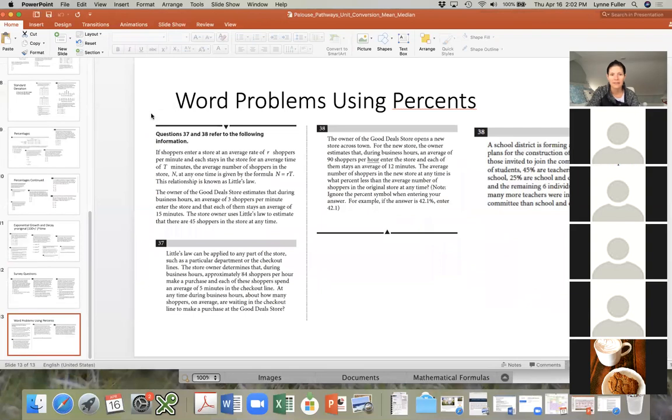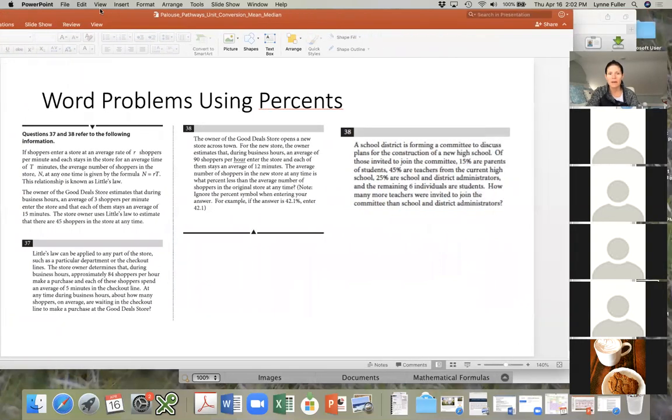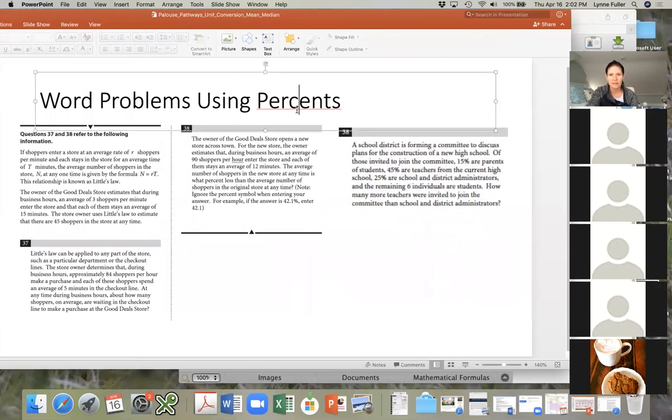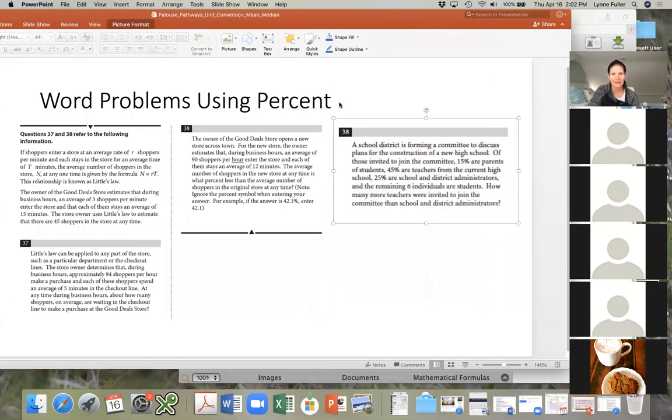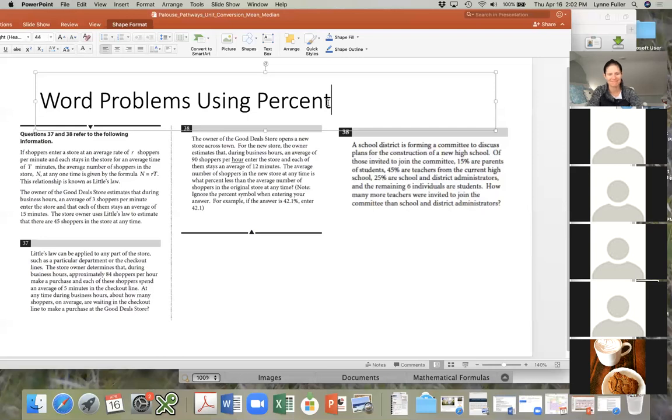Okay, and my last slide for the day, talking about word problems using percents. So of course I didn't like that. And if I take the S off, it's like percent, but percent's more than one.